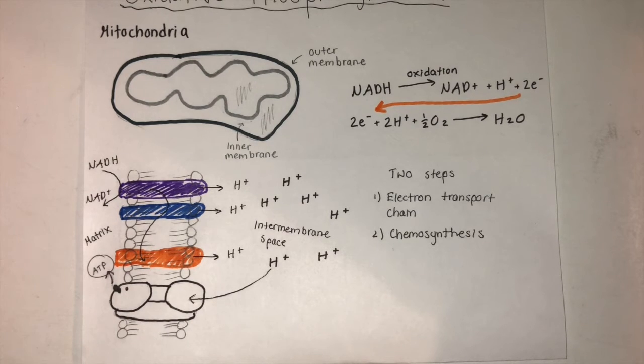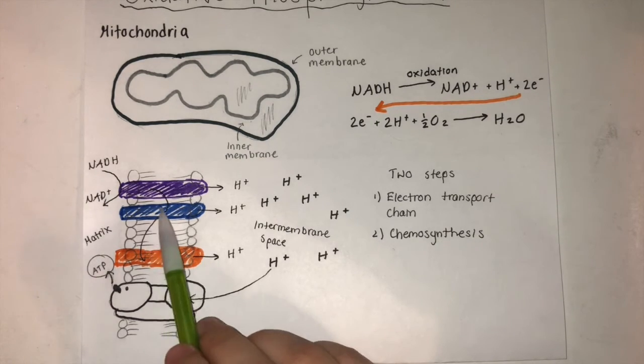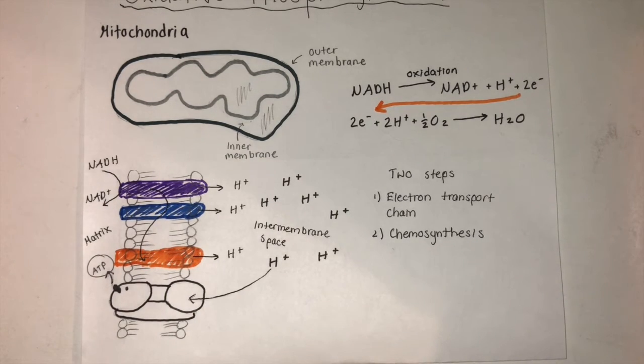So this is of the inner membrane, which is the phospholipid bilayer. So in the inner membrane, there are these protein complexes that go across the membrane, and this is called the electron transport chain. So when NADH comes in, it is oxidized and releases its electrons and protons and leaves us NAD+ to be used in other parts of cellular respiration.